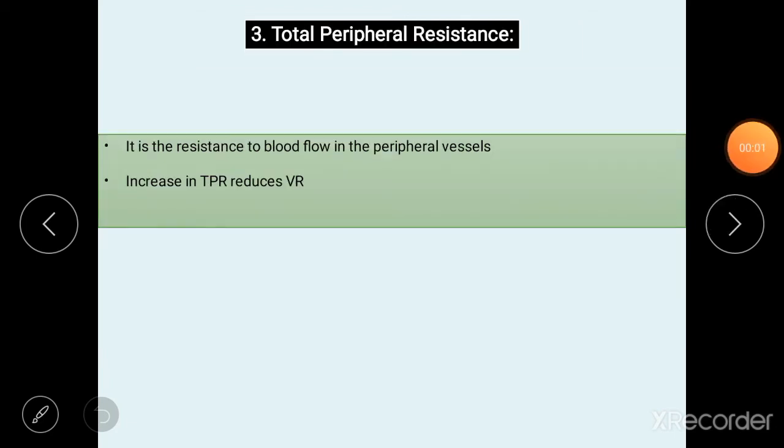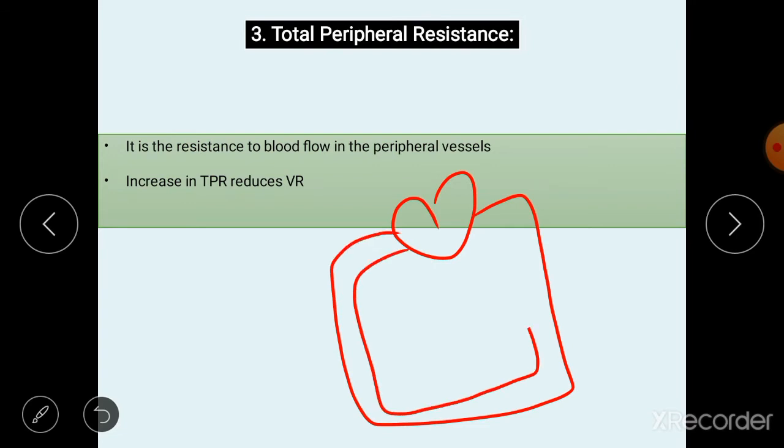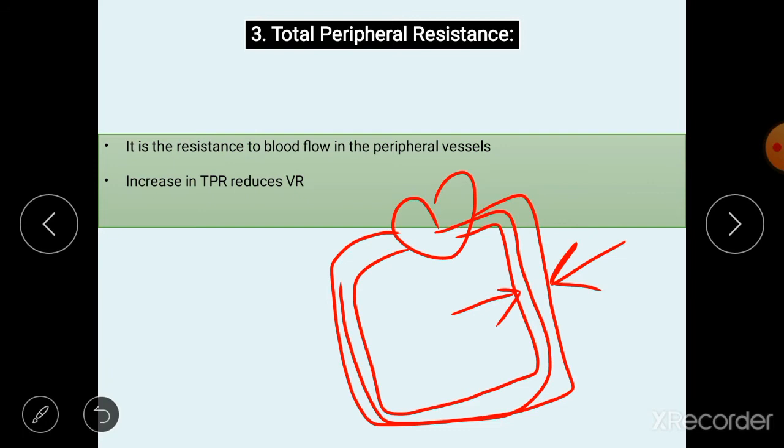So basically, what is the total peripheral resistance? Total peripheral resistance is the resistance faced by blood while it is moving through the circulatory tree, especially through the arteries. So if the arteries constrict and they do not allow blood to move from the arterial side towards the venous side, the venous return would decrease. So increasing total peripheral resistance would decrease venous return.